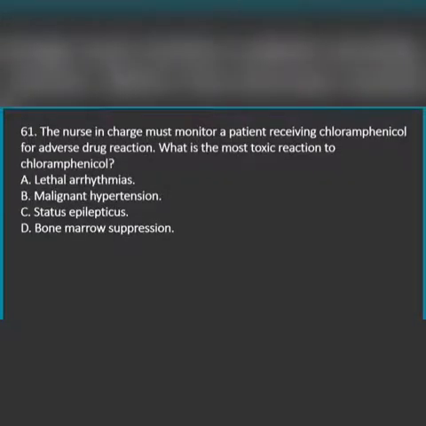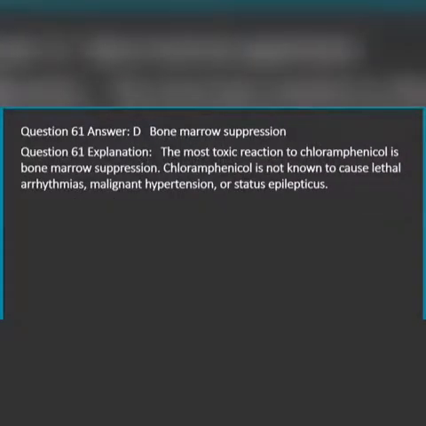Question 61. The nurse in charge must monitor a patient receiving chloramphenicol for adverse drug reaction. What is the most toxic reaction to chloramphenicol? A. Lethal arrhythmias. B. Malignant hypertension. C. Status epilepticus. D. Bone marrow suppression. Question 61 Answer: D. Bone marrow suppression. Question 61 Explanation: The most toxic reaction to chloramphenicol is bone marrow suppression. Chloramphenicol is not known to cause lethal arrhythmias, malignant hypertension, or status epilepticus.